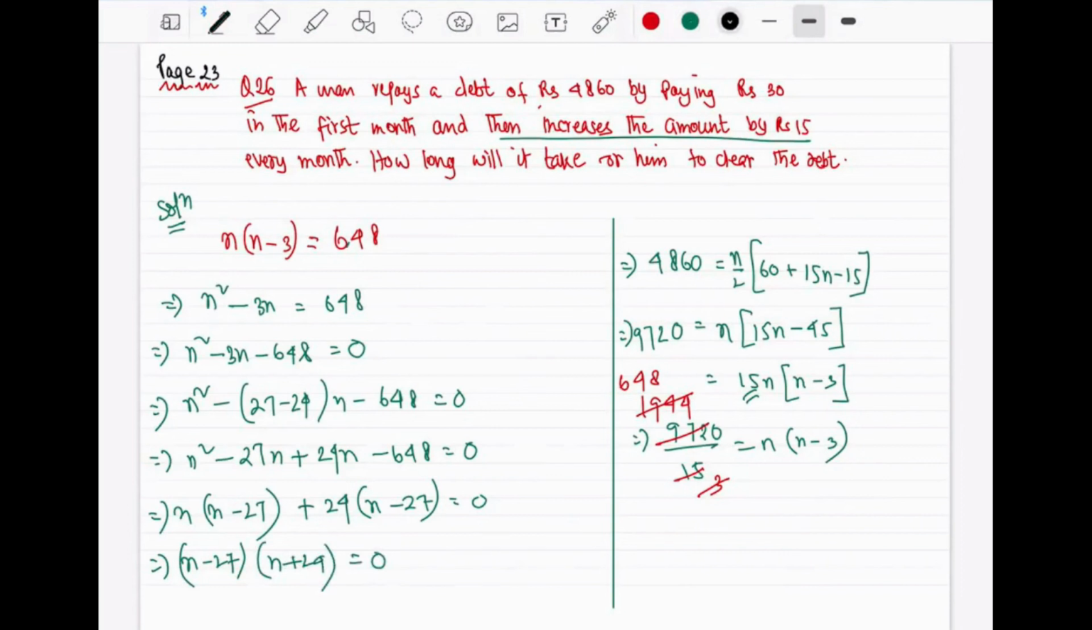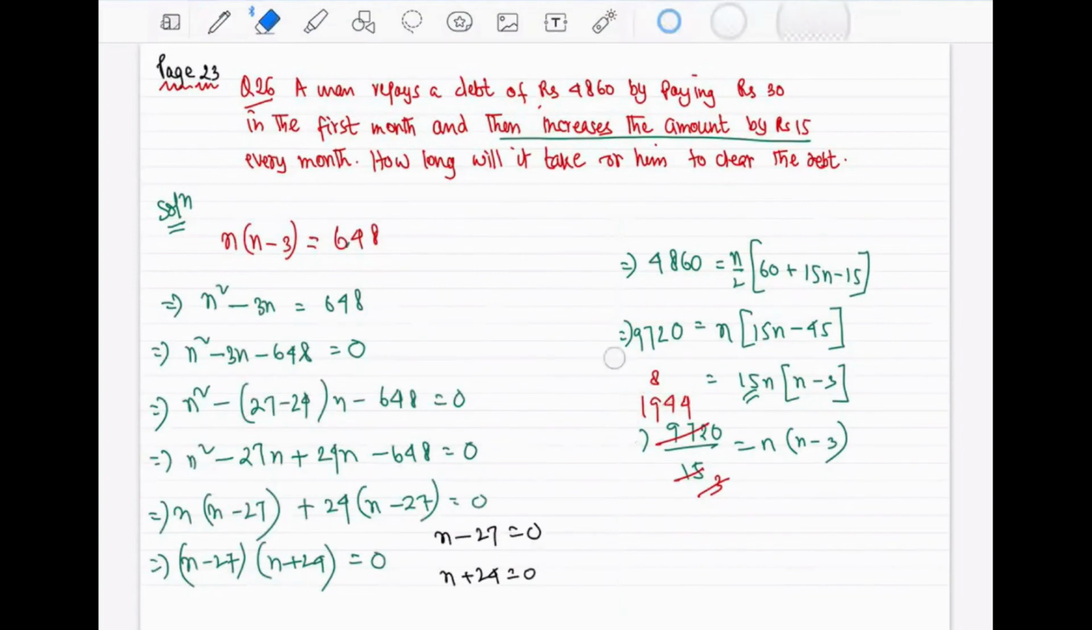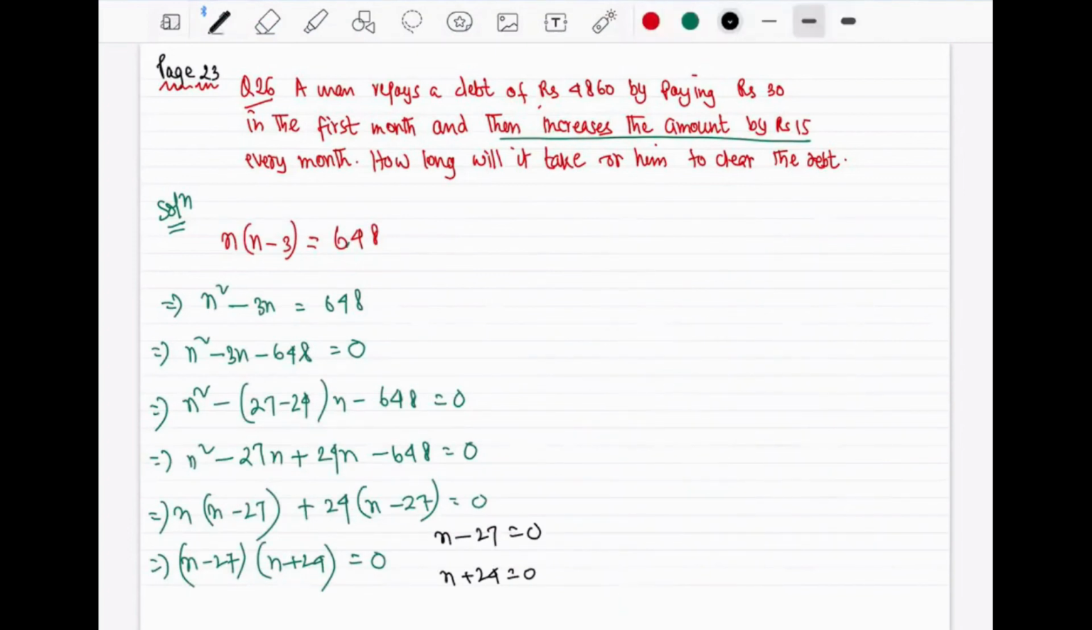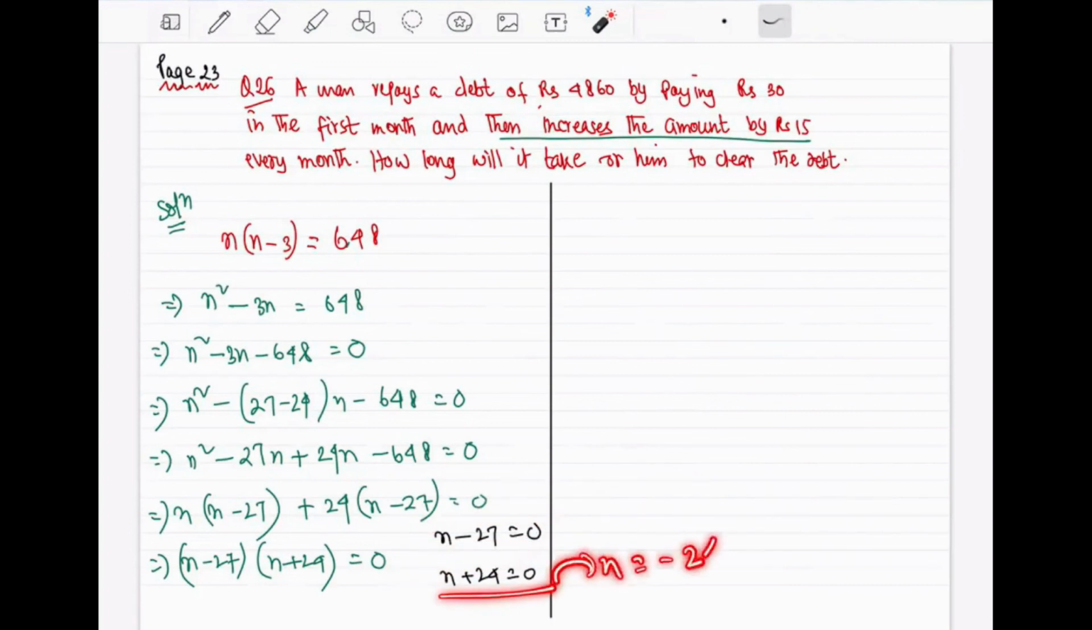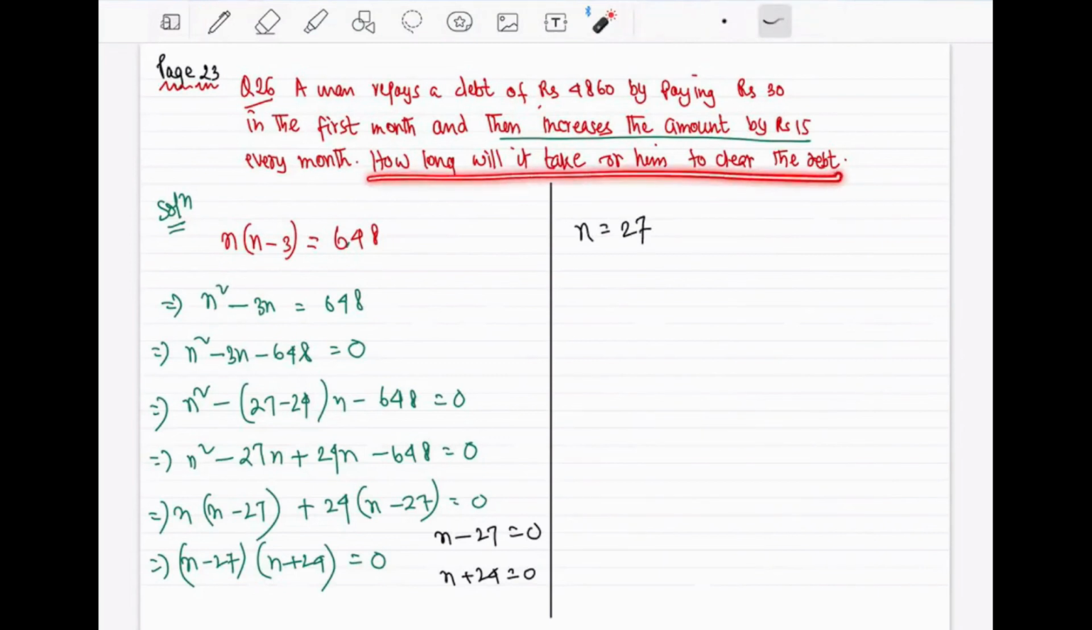So let's put separately n minus 27 equal to 0, n plus 24 is equal to 0. From here, what we are able to get is n is equal to 27. This one is useless, n would be minus 24. The number of months is not supposed to be negative. Minus 24 months doesn't make any sense. So the number of months it's going to take is n equal to 27. It will take 27 months to clear the debt.